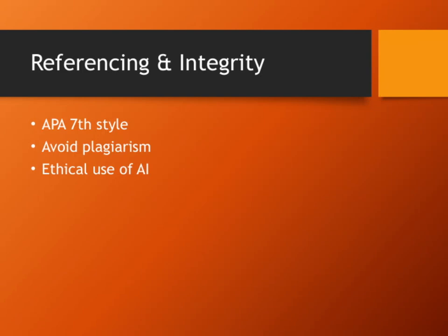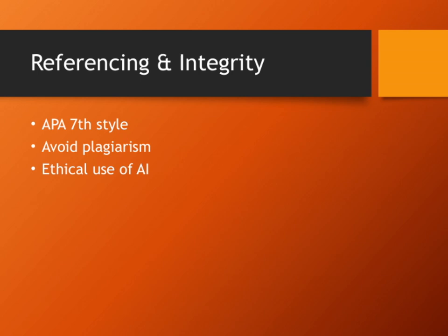Let's talk about some important guidelines for academic writing and research integrity. First, following the APA 7th style is essential. It helps ensure your references are consistent and professional, making it easier for others to verify your sources. Next, avoiding plagiarism is crucial. This means always giving credit to the original authors for their ideas and work, which maintains honesty and credibility in your work. We also need to consider the ethical use of AI.